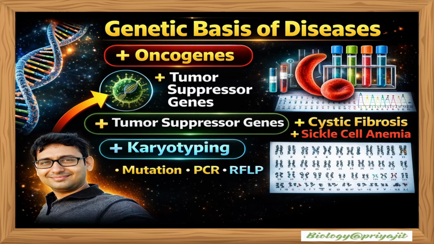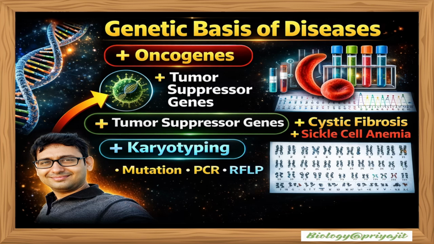Today we will explore the genetic basis of diseases and understand how alterations in DNA lead to various inherited and acquired disorders. We will discuss the concept of oncogenes and their activation through mutation, gene amplification and chromosomal rearrangement, along with the vital role of tumor suppressor genes such as RB and P53 in controlling the cell cycle.